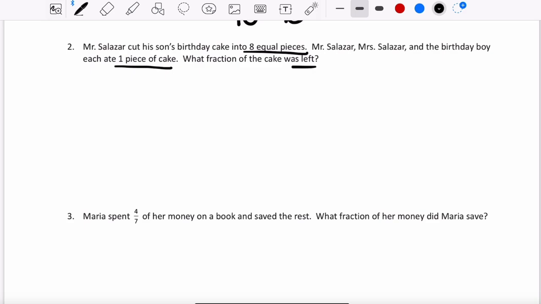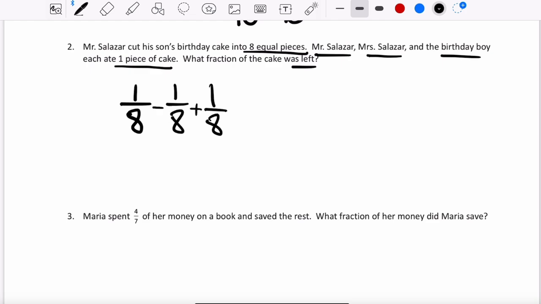So we have to make this into fractions. There's 8 equal pieces of cake. So if we have a whole cake, what would our fraction be? So we know each person ate 1/8 of the cake. And we know that there are 3 people. So each person ate 1/8 of the cake. And there's 8 equal pieces in our cake. So first, we're going to show what each person ate. So 1/8 plus 1/8 plus 1/8 equals 3/8.